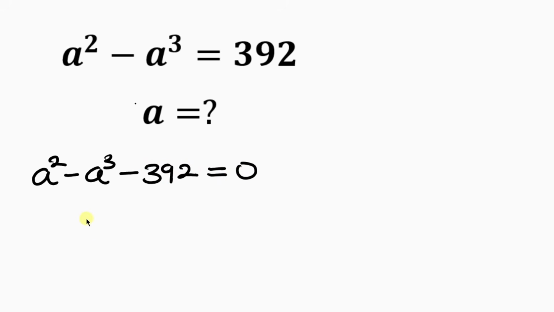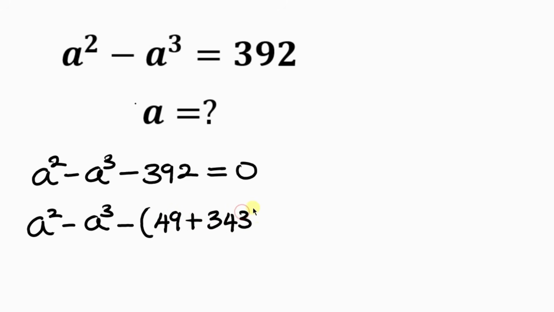Good. Now our next step will be for us to split 392 into the sum of two numbers. So we have a squared minus a cubed minus. Now the sum of two numbers I'm going to be splitting 392 into will be 49 plus 343. Well, the reason for this is because 49 is a perfect square, just as this a squared here, and 343 is a perfect cube, just as this a cubed.